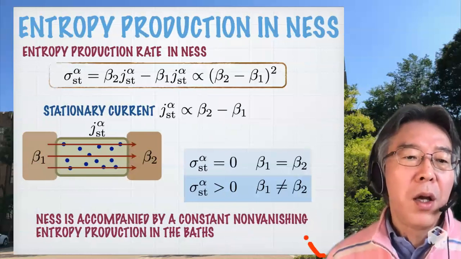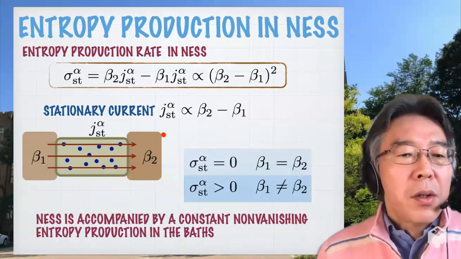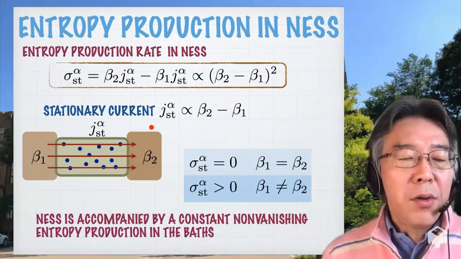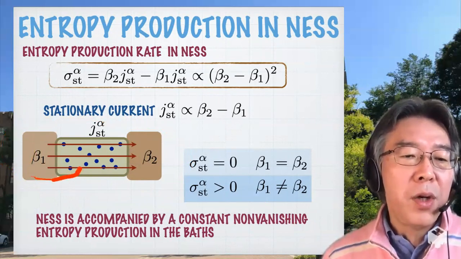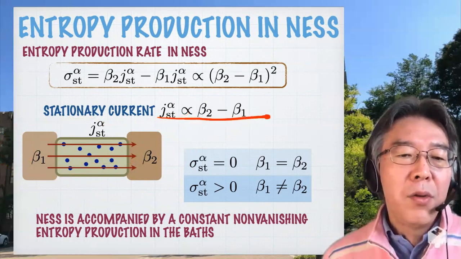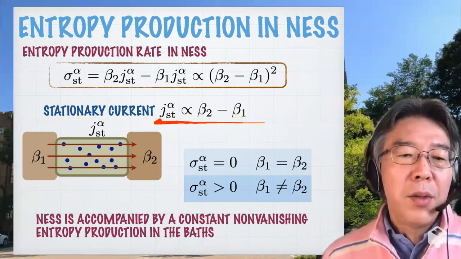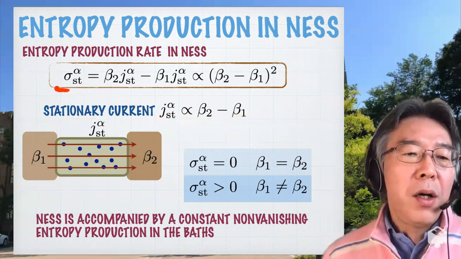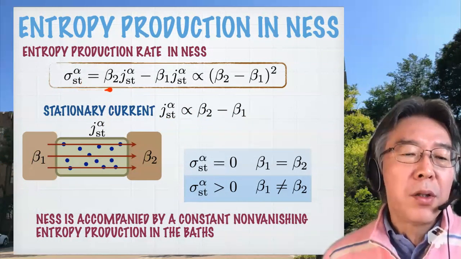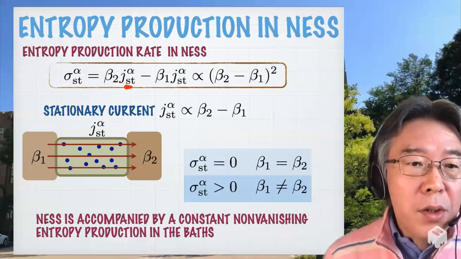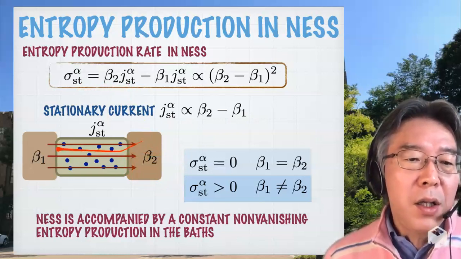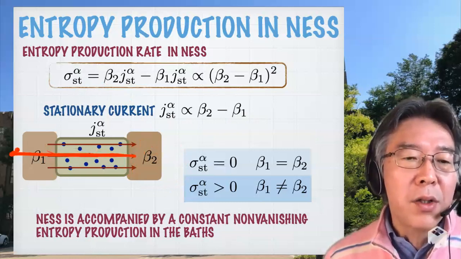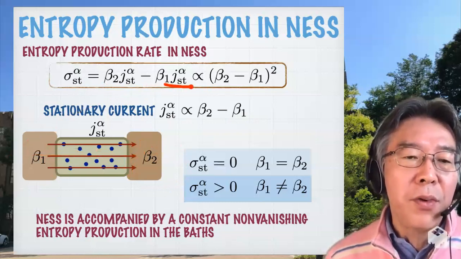What is this? Well, so consider a steady, non-equilibrium steady state, NESS. So we have this steady situation with steady heat current, which is proportional to the temperature difference. And now this is the entropy production rate. Beta 2 J stationary, this is the entropy production in this path, and the heat is going in this direction. So this is the entropy production in the first path.